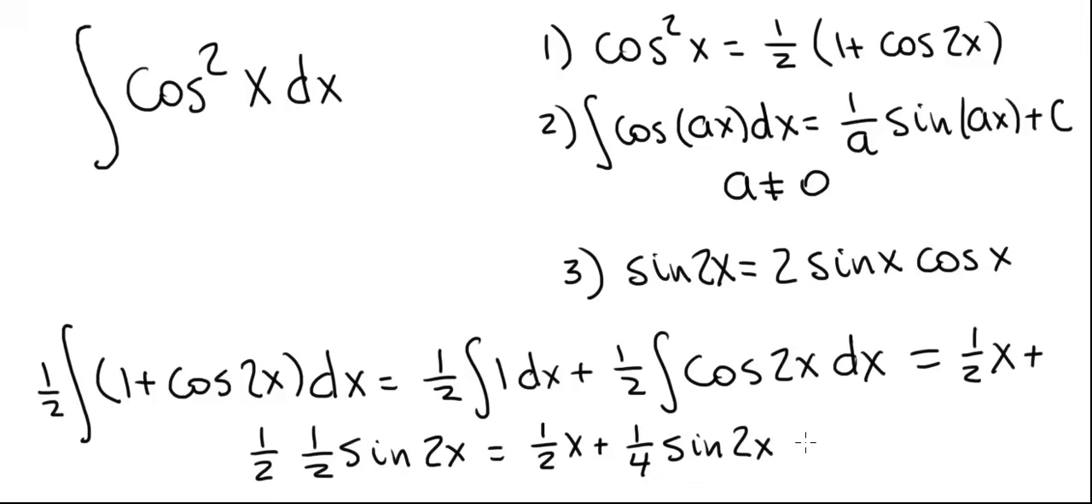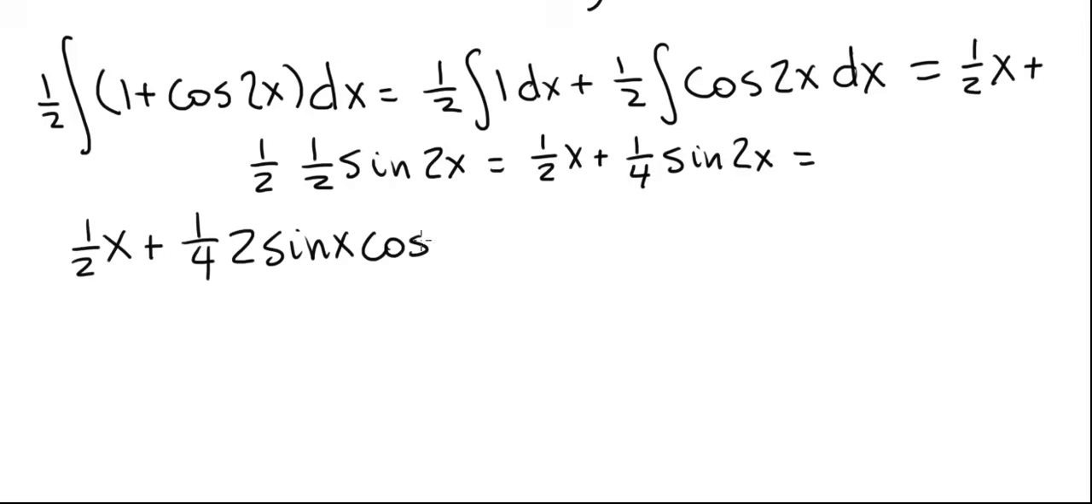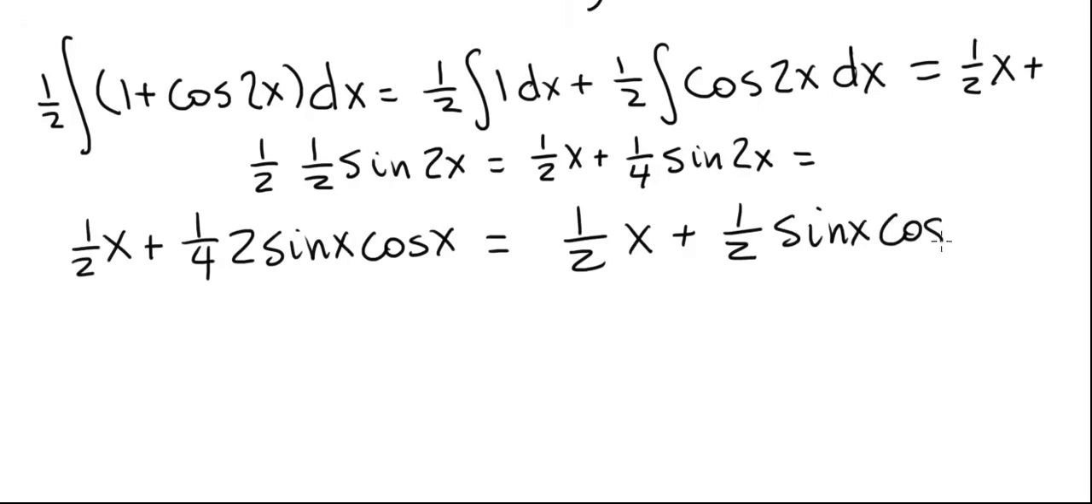And now we can use result number 3 to express sine of 2x as 2 sine x cosine x. So this is equal to 1/2 x plus 1/4 times 2 sine x cosine x. And the final answer is 1/2 x plus 1/2 times sine x times cosine x plus c.